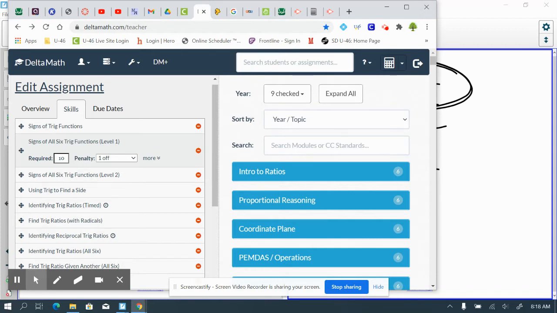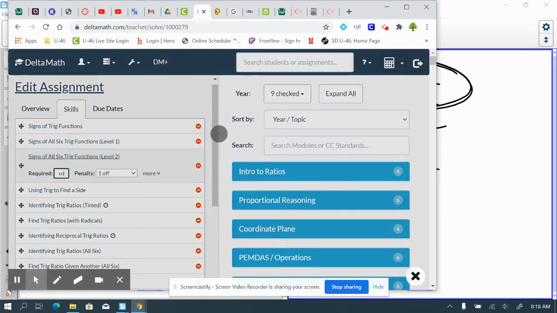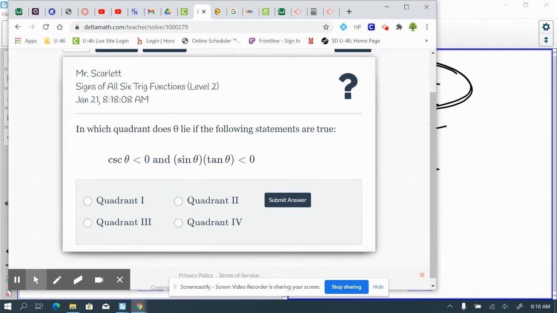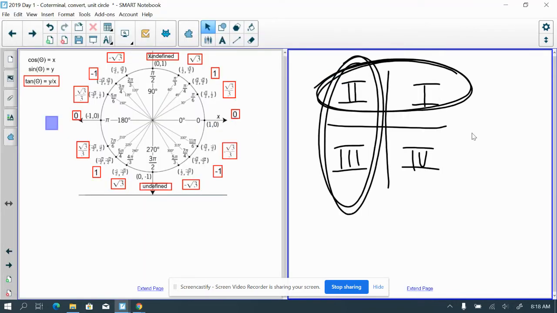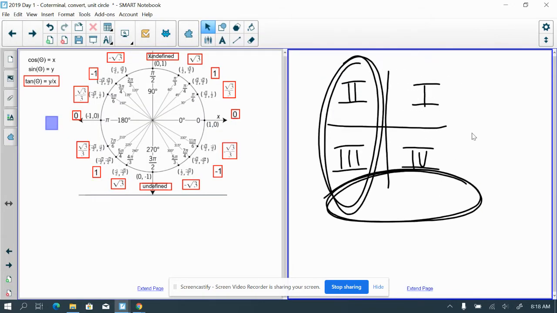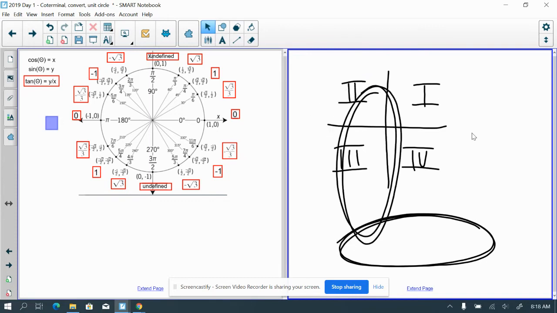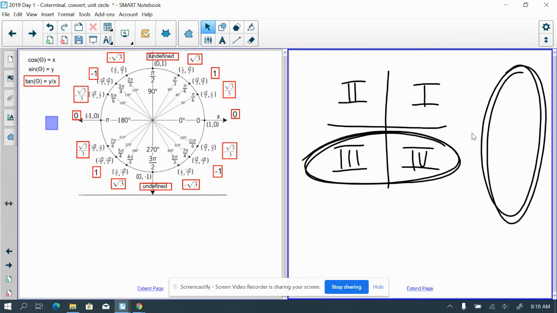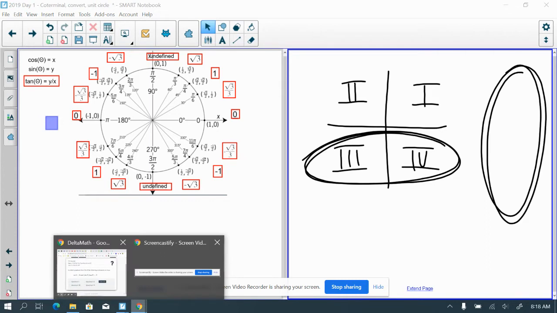Again, the same question. This is level 2, signs of all 6 trig functions, and this is a great one. So look at what we've got. The cosecant is negative. Remember, the cosecant is the y value flipped over. So if the y value is negative, then so is the cosecant. If sine's negative, so is cosecant. So I know I'm in either quadrant 3 or quadrant 4.